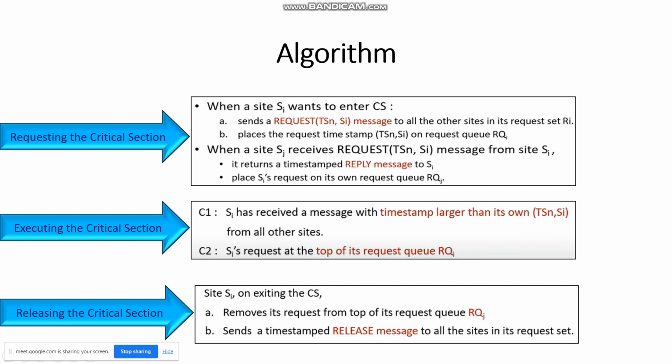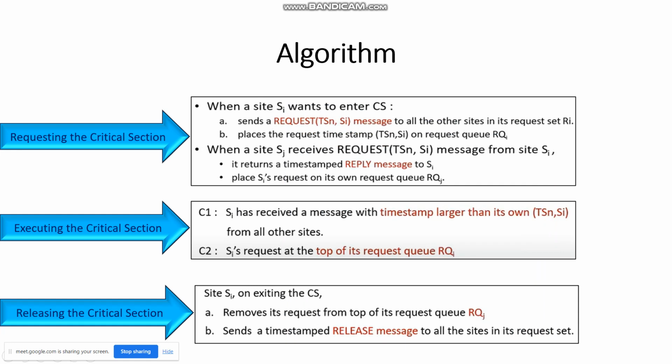Then it places this timestamp value in the request queue of its own site. And when a particular site receives the request message from the other site, it returns the reply message, and it also has to update its own request queue. Then the second step, executing the critical section. Here there are two conditions, as I told. One is the timestamp ordering.